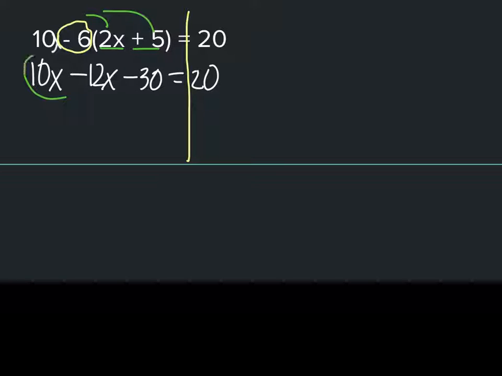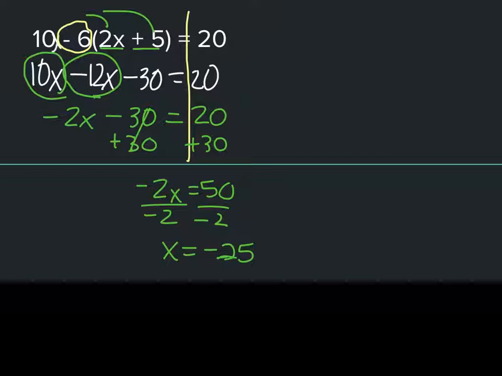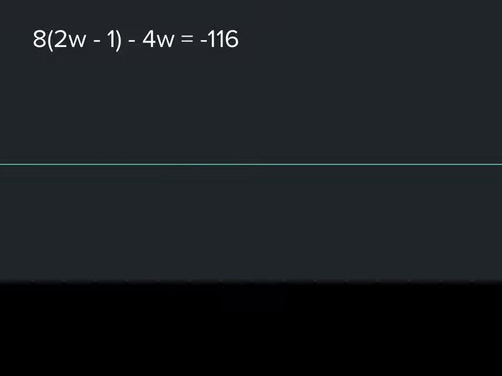Then we want to combine our like terms, so we have positive 10x and -12x. That becomes -2x minus 30 equals 20. Then I would add 30 to get rid of those negatives, and we get -2x equals 50. Divide by -2, x equals -25. Okay, on to the next one.